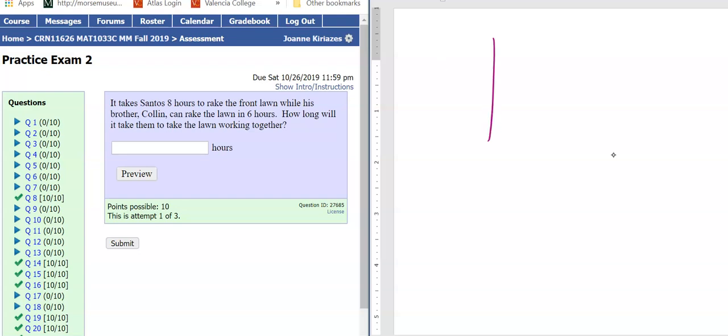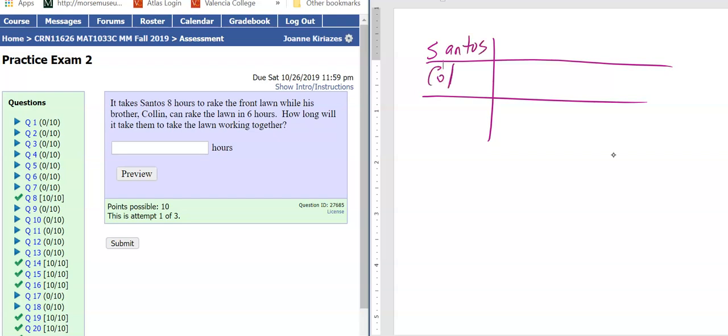So what we're going to do is we're going to set ourselves up a little table. We have Santos. We have his brother Colin. And then we have together. In our first column, we want to write the time it takes them to do the job. All right, so it takes Santos 8 hours, it takes Colin 6 hours, and together, we don't know how long. That's the variable. The question usually tells us the variable.